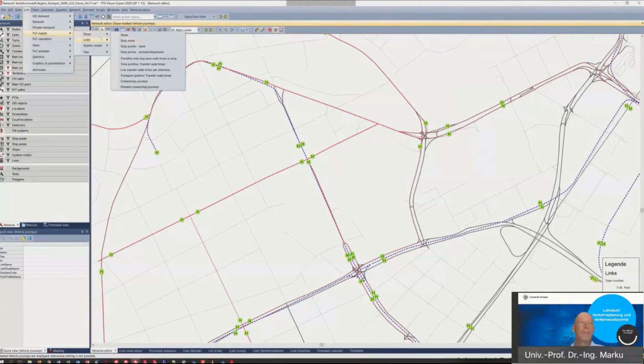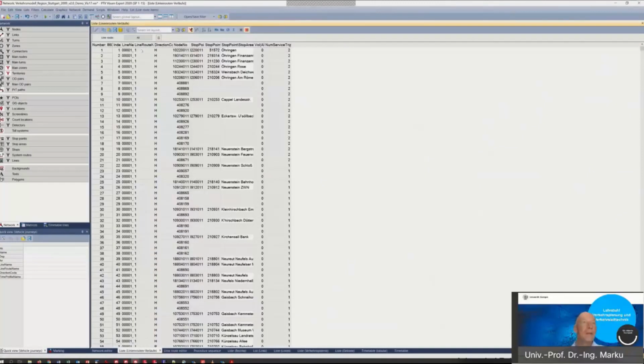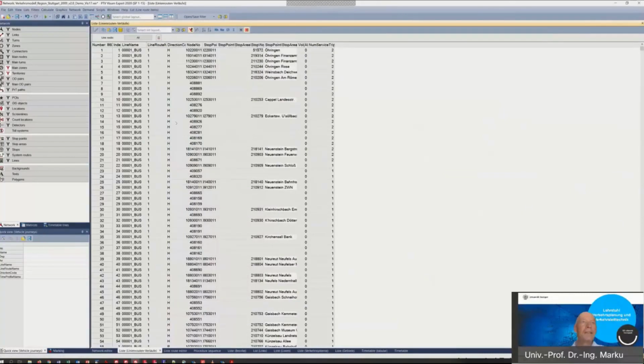stop points, stop areas, and if you look at lines, you would, for example, see something like line route items, and this list would look like this, where you have, for one line route, a sequence of nodes and stops describing a specific line route.